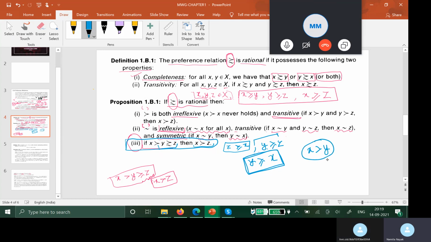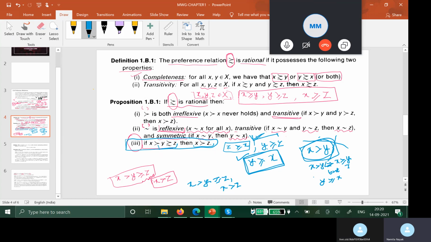If X is preferred to Y, this implies that X is at least as good as Y, but not Y at least as good as X, correct? So since this cannot happen because of this condition, the opposite will happen, whatever they have given. So if X is preferred to Y and Y is at least as good as G, then X is preferred to G. Proved. Understood?